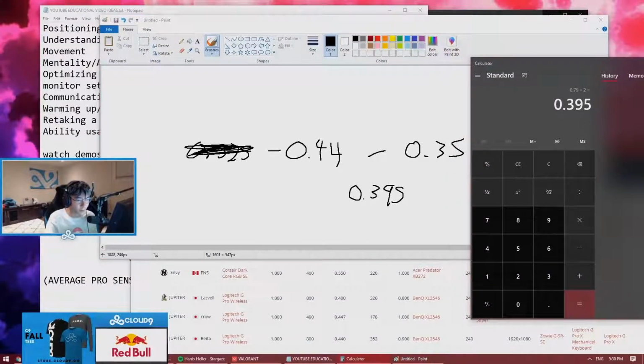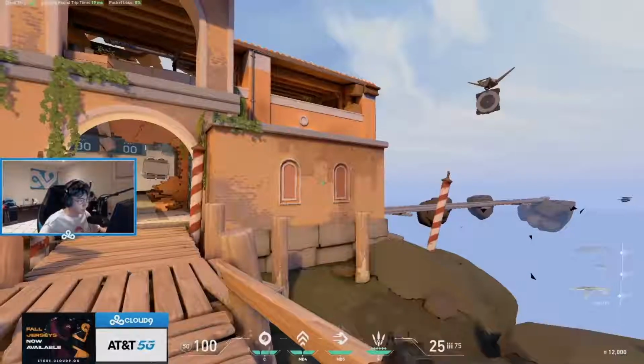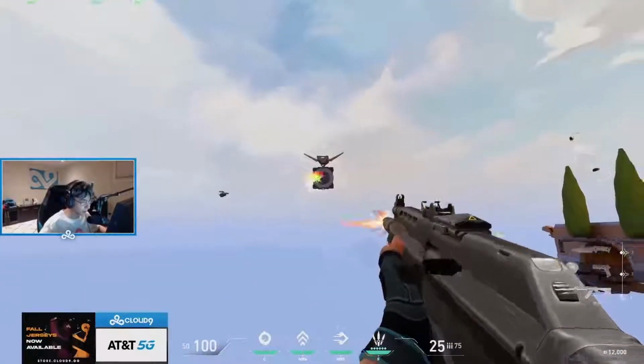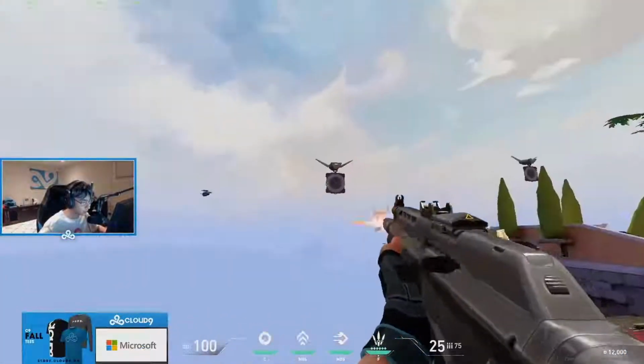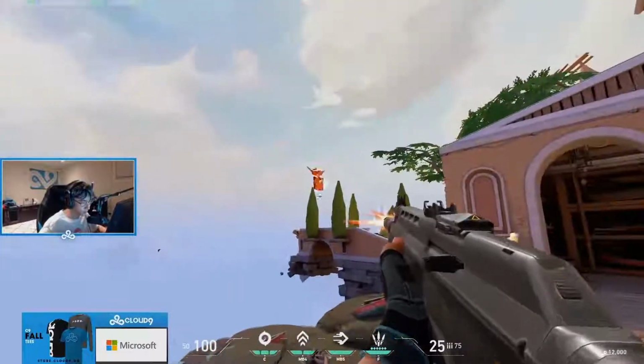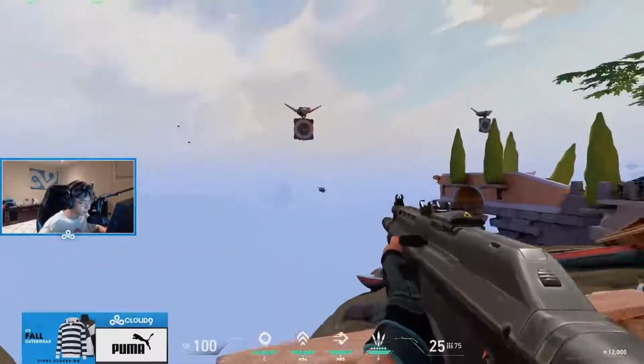And now I'm deciding between these two, 0.44 and 0.35. I like 0.44 a lot. It's a good amount of speed for me where I don't feel like I lose out on the control part. I feel like I can micro flick, and it doesn't tire me out when I play.